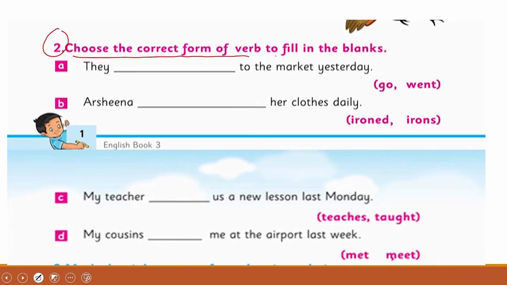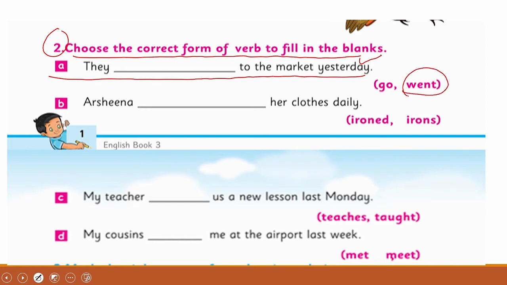Choose the correct form of the verb to fill in the blanks. They went to the market yesterday. Yesterday means the day that has passed. So we will use the word went.